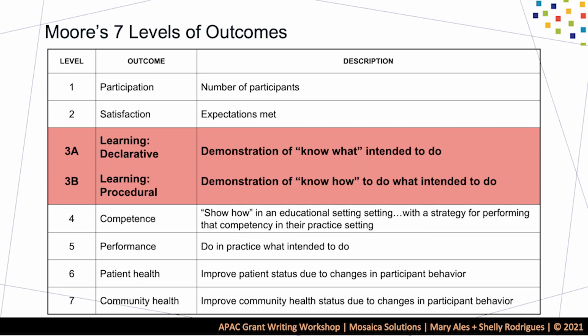Let's look at level 3 outcomes, which are divided into 2 components. 3A is the declarative portion of knowledge, which is knowing what the learner should do. 3B, procedural knowledge, is demonstrating how to do it. So how might you measure 3A and 3B? Pre-post learning assessment is good for measuring knowledge. An OSCE addresses both the 3A and 3B component.